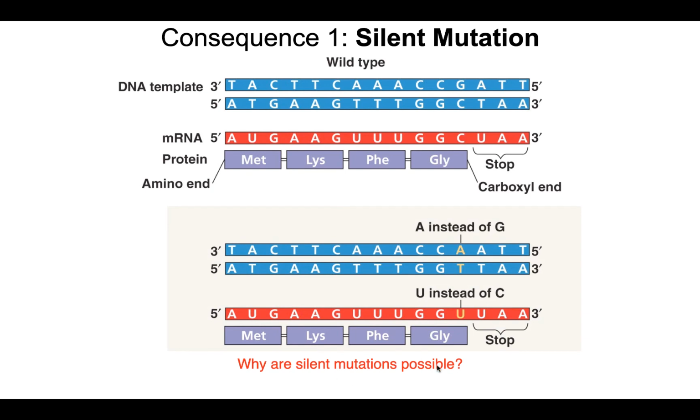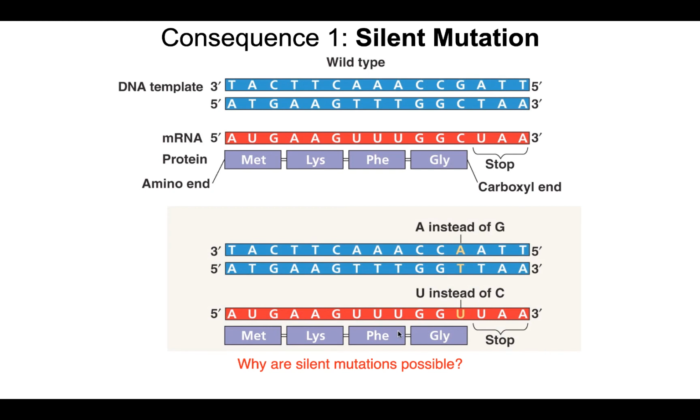Why are silent mutations possible? How is this possible? Remember, redundancy. There are many amino acids that are encoded by more than one codon. Glycine is one of those amino acids.